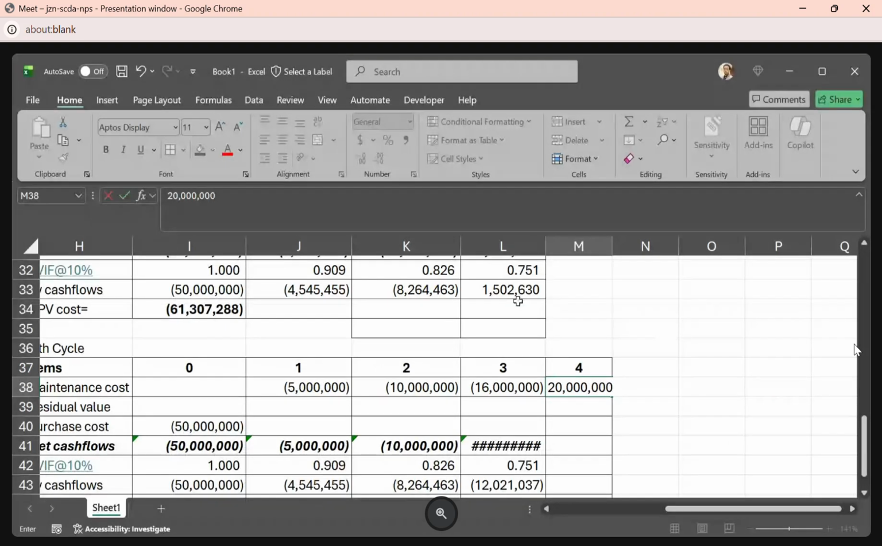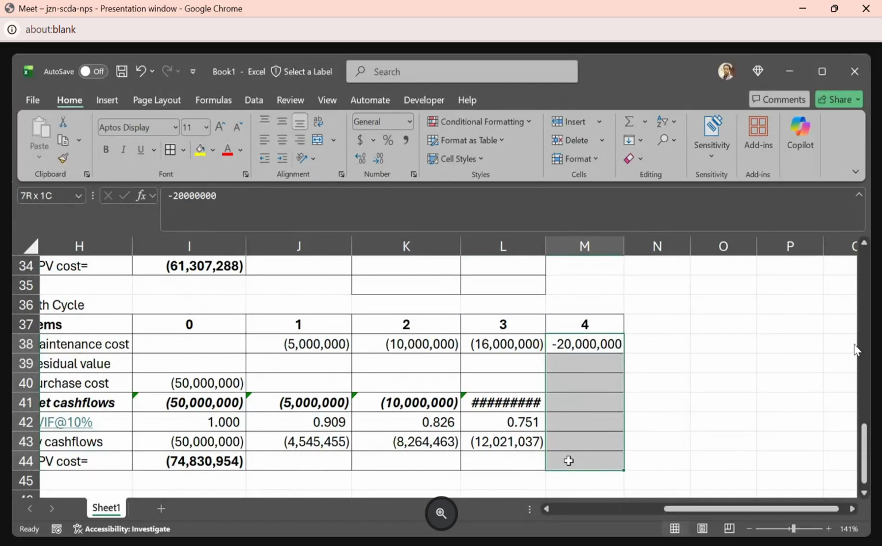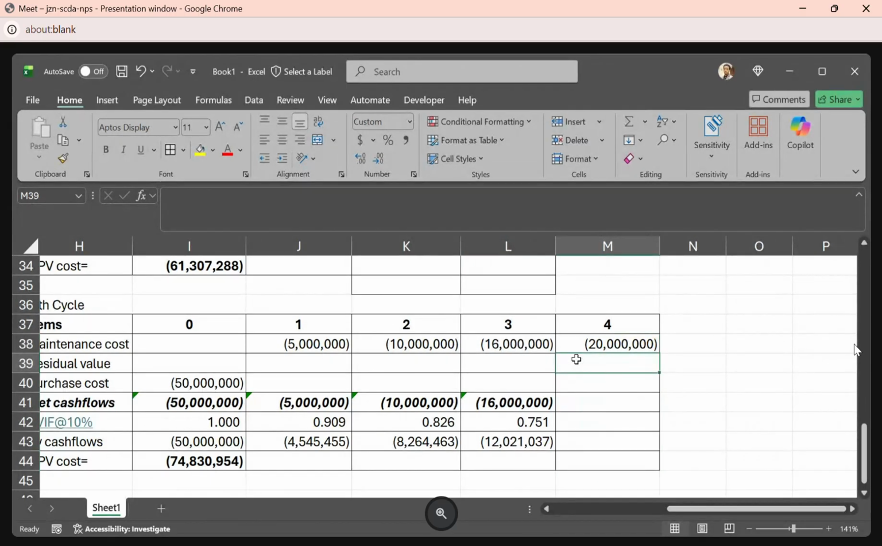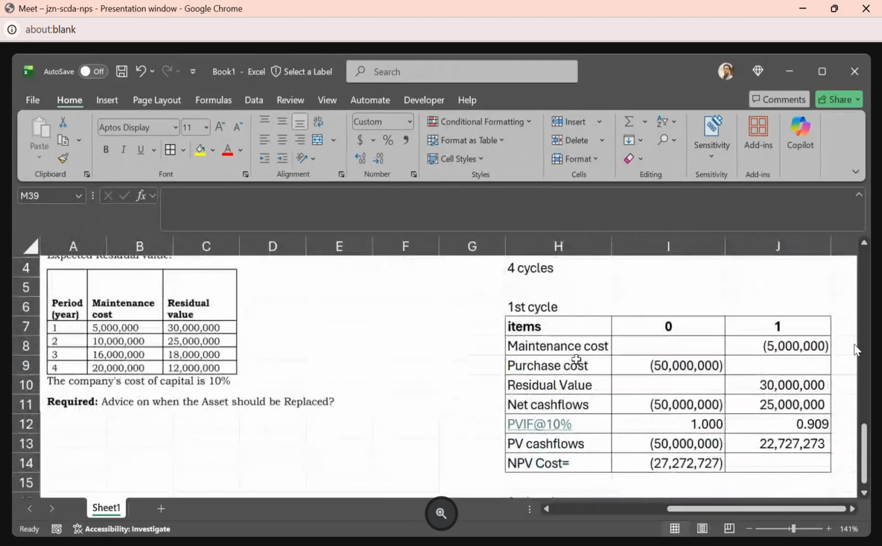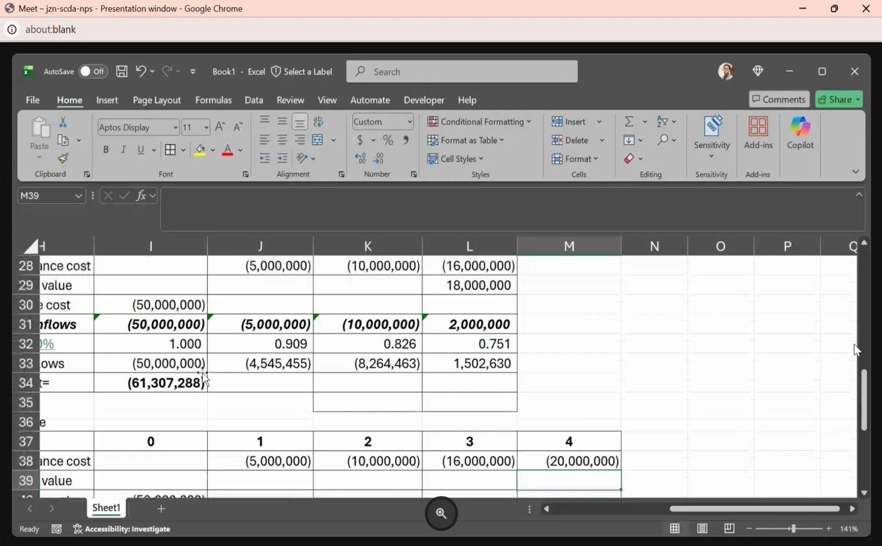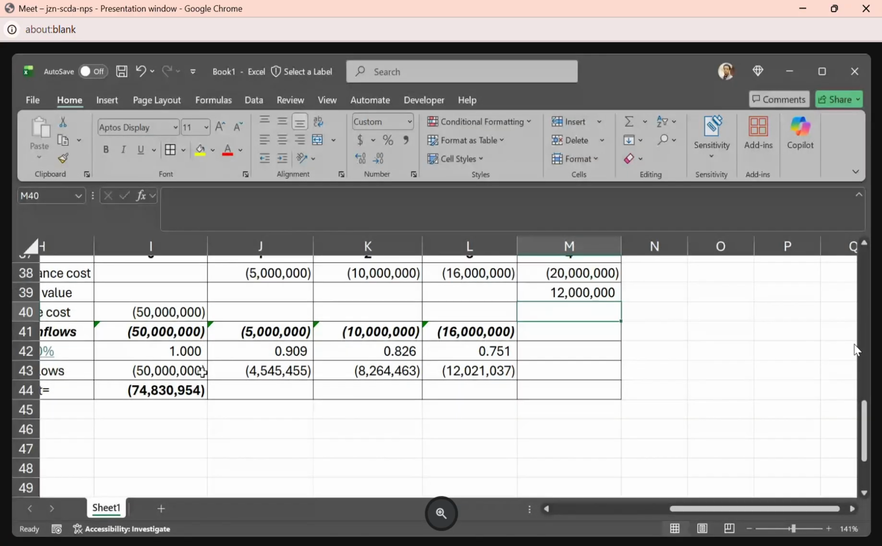Okay, I have to give it a negative sign because the unit is an outflow. Let's determine also the residual value of it at the end of year 4. Residual value of the machine will be 12,000, so 12 million. This is our 12 million.